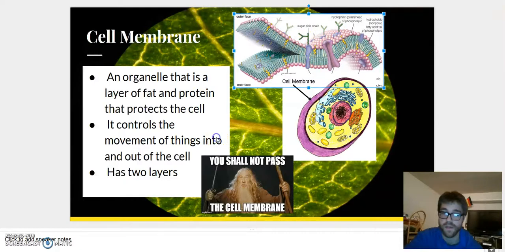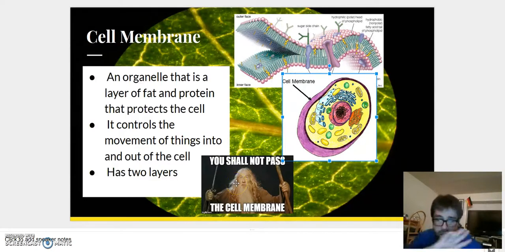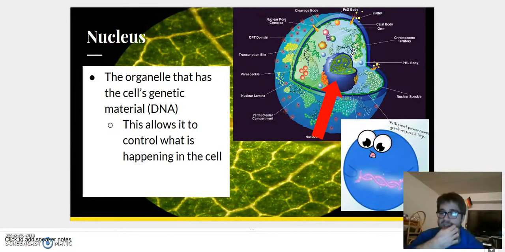Now, the cell membrane controls what moves into the cell, and it controls what moves out of the cell. It decides who comes in and who goes out. Alright, then we've got the big guy coming up next. We have the nucleus. Now, the nucleus holds all your DNA. It allows it to control what's happening inside the cell because the DNA holds all the information about the cell and about you. All this is being held inside the nucleus.